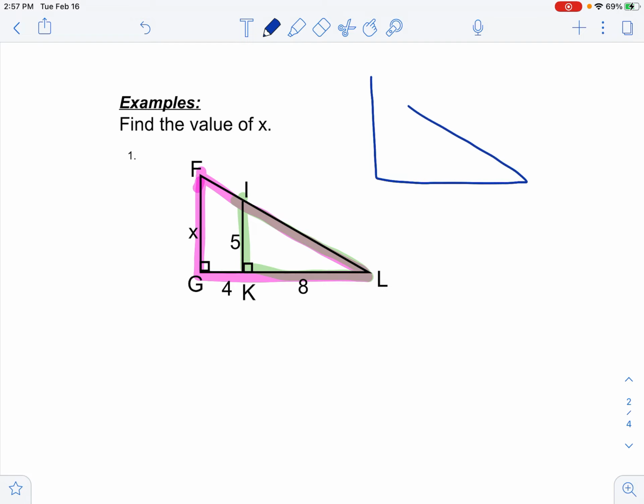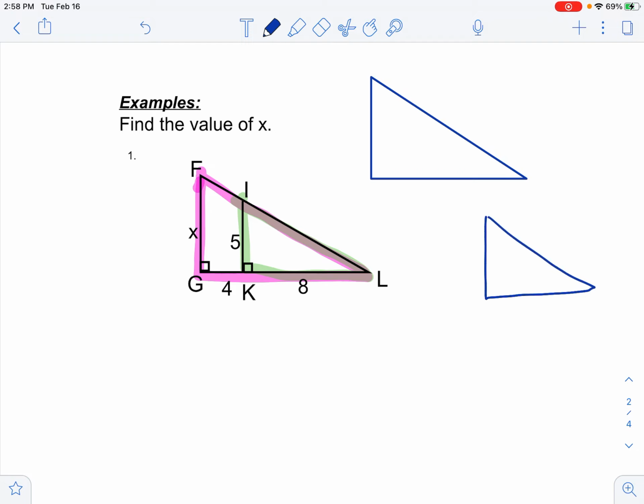What you need to do is draw them separately. So I'm going to draw the big triangle, and then I'll draw the small triangle. All right, so this is the big triangle, FGL, and this is the small triangle, IKL. First off, you should notice that angle G is a right angle and angle K is a right angle, and angle L is the exact same angle, so these 2 triangles are similar.